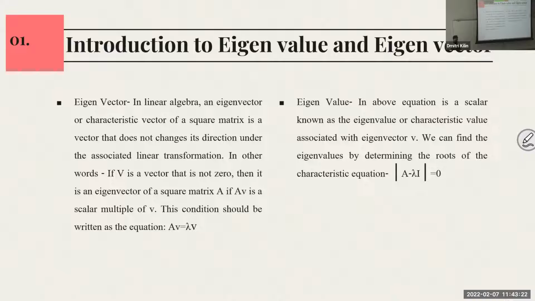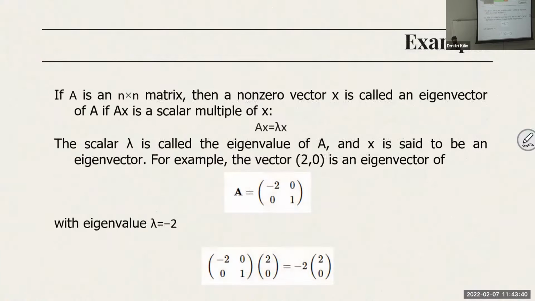And lambda, in the previous equation, is a scalar known as the eigenvalue or characteristic value associated with the eigenvector V. We can find the eigenvalues by determining the roots of the characteristic equation, A minus lambda I equals zero. So that's the definition.